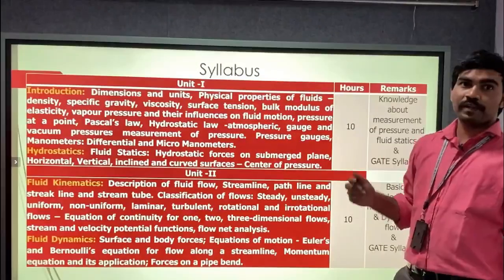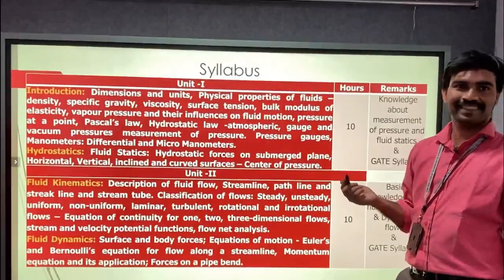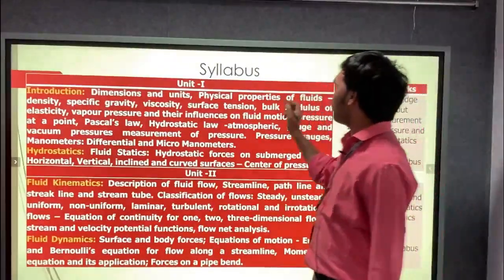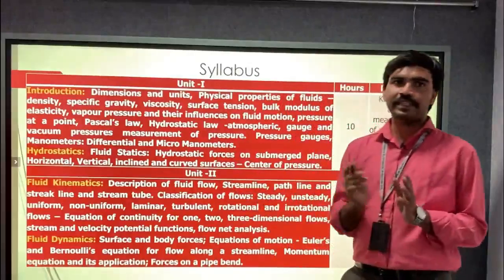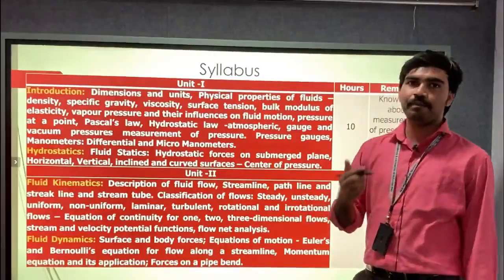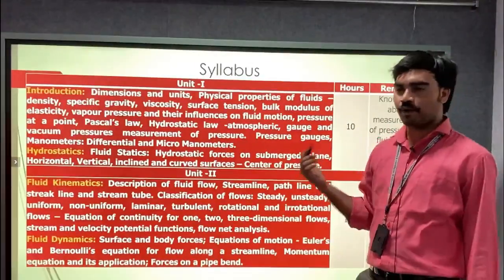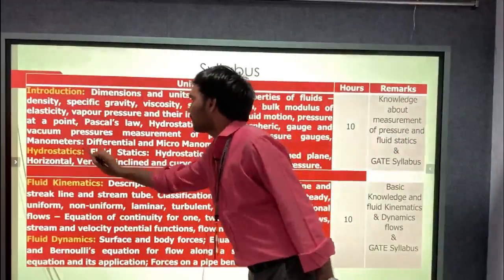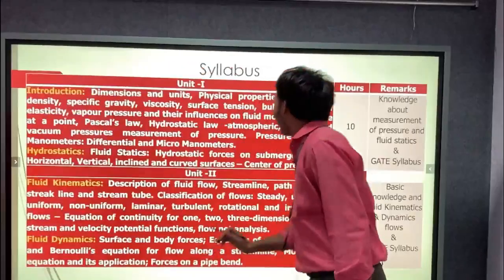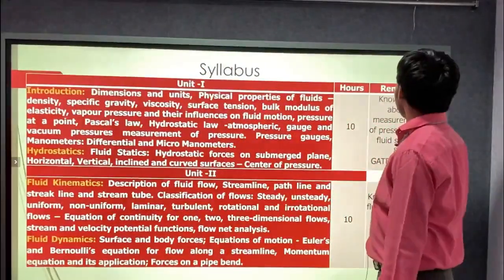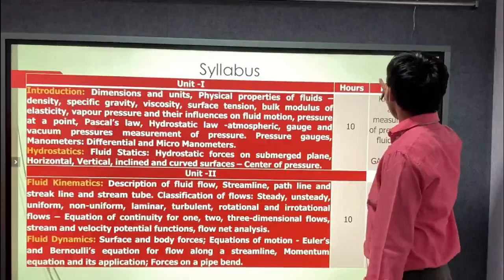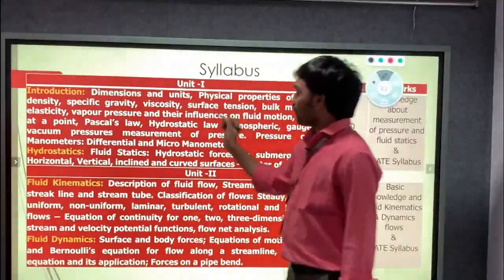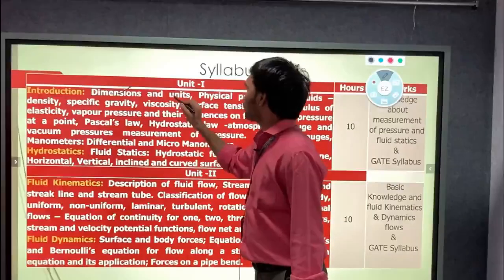When coming to the syllabus, the first unit discusses basic introduction like fluid properties and measurement of pressure by using manometers or pressure measuring devices, and we are also going to deal with hydrostatics. In the first unit we are discussing dimensions and units.